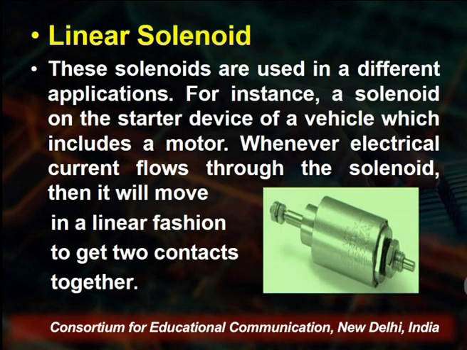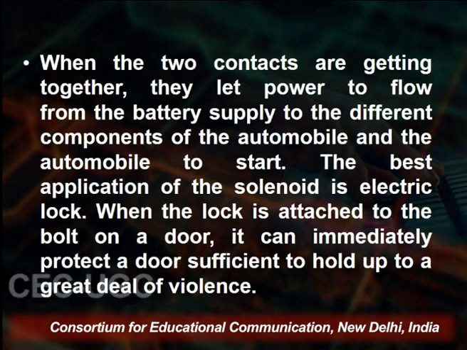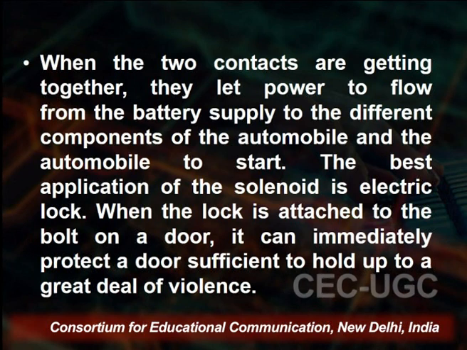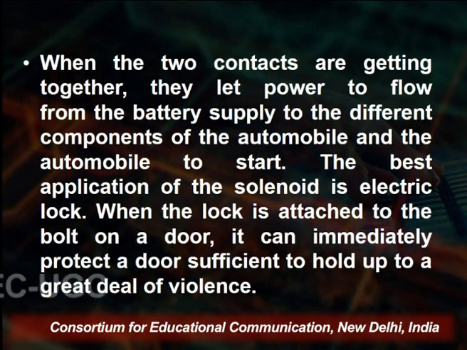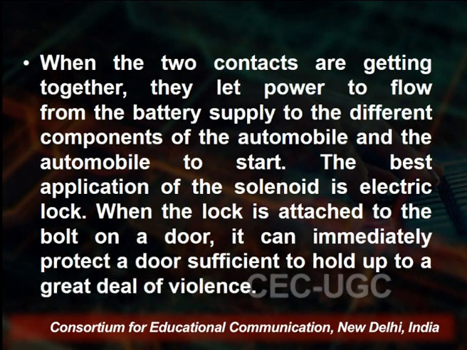For instance, the solenoid on the starter device of a vehicle, which includes a motor. When the electrical current flows through the solenoid, it will move in a linear fashion and make contact. When the two contacts get together, they let power flow from the battery supply to the different components of the automobile, and the automobile starts. First we give the ignition to the starting point.